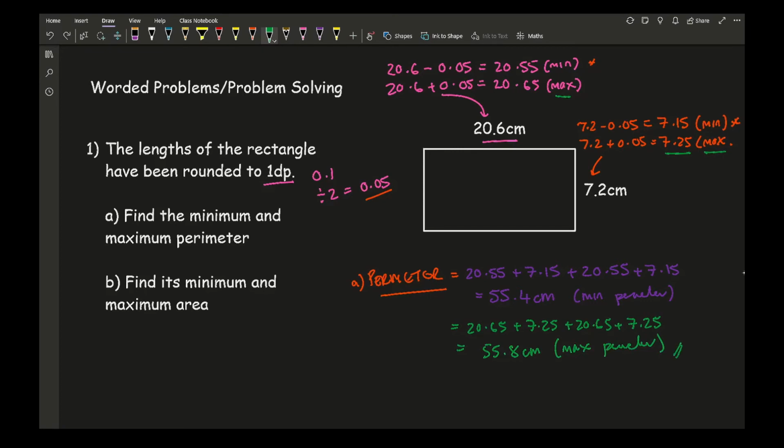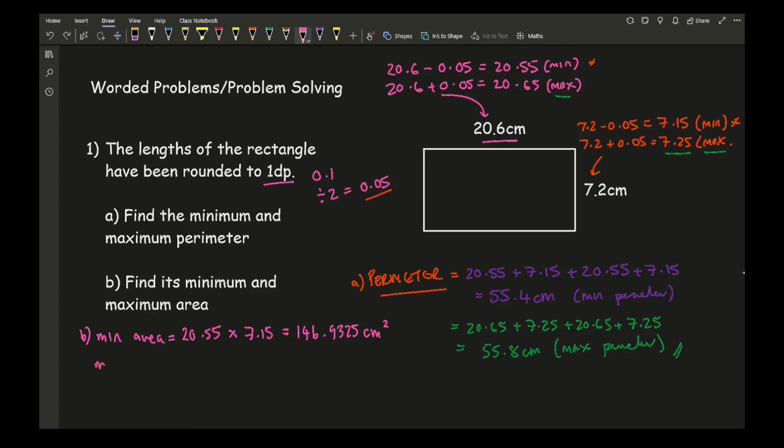So moving on to B, which I'll do in different colours. In terms of the max area, let's go for minimum first, to keep it consistent. The minimum area is going to use the minimum lengths. So the minimum length is 20.55 times the minimum height, which was 7.15. And again, if I type that into my calculator, I get an answer of 146.9325, and it's going to be centimetre squared.